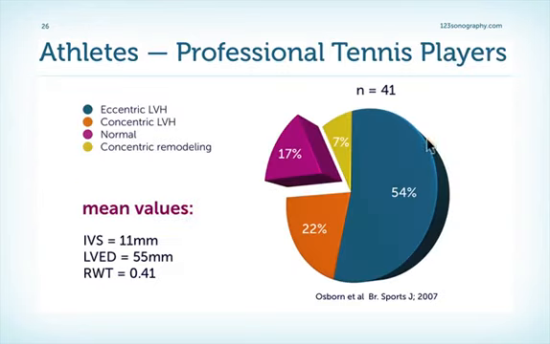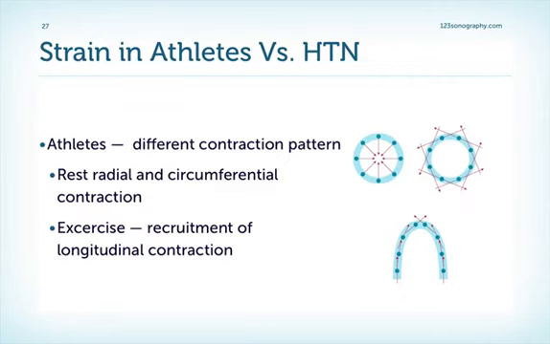This is an interesting study which was performed in professional tennis players. It shows you, first of all, the occurrence of LVH and also the different forms of LVH. The cutoff values are shown here. You can see that only 17% had a normal myocardial thickening in professional tennis players, and most of the forms were so-called eccentric LVH forms, as opposed to 22% who had concentric and 7% who had concentric remodeling. I just want to briefly mention that athletes seem to have a different contractile pattern as opposed to hypertensives.